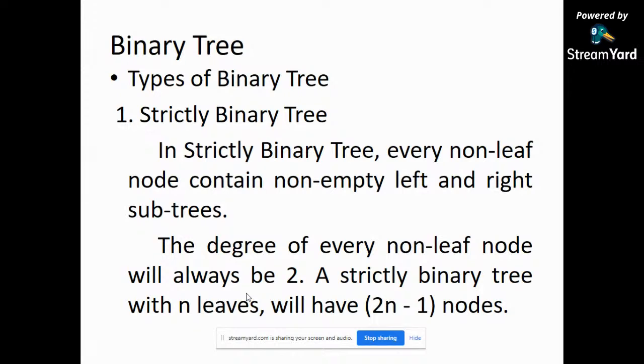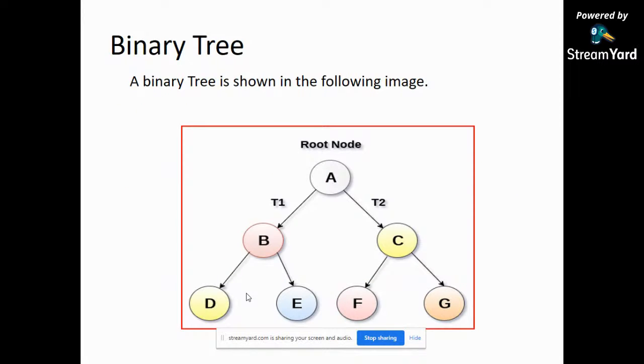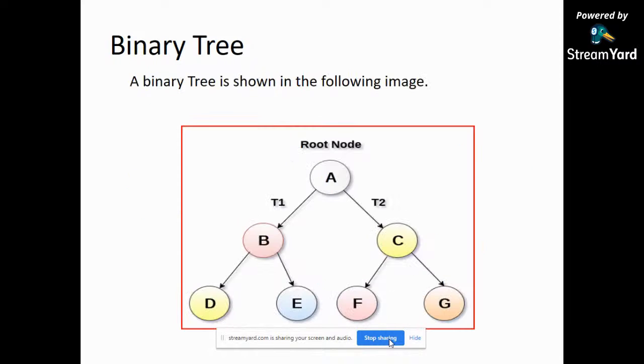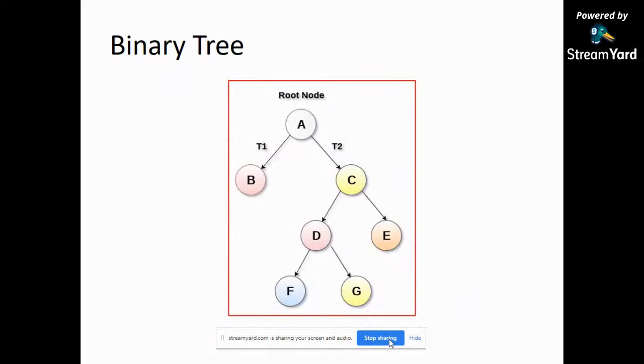A strictly binary tree with n leaves will have 2n minus 1 nodes. For example, if this is a strictly binary tree, here we are having four leaf nodes. So if we are having four leaf nodes, then a strictly binary tree will have 2 into 4, that is 8 minus 1, 7 nodes. So in this diagram, you can see we're having 7 nodes. So this is a strictly binary tree.